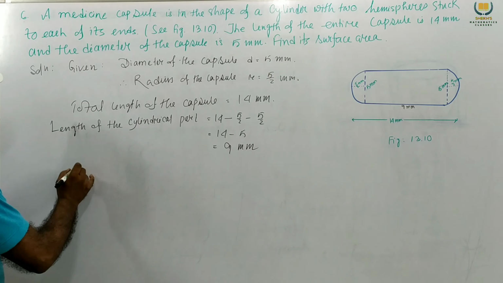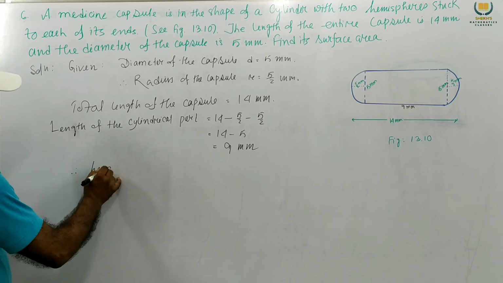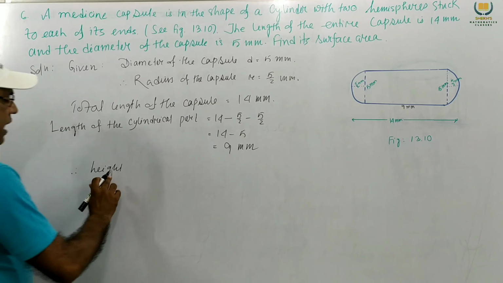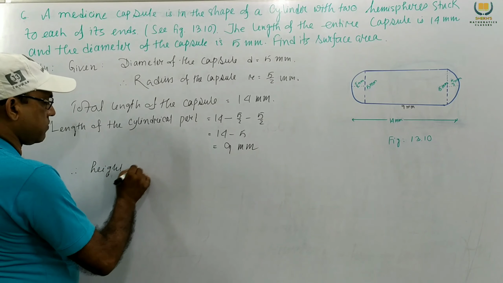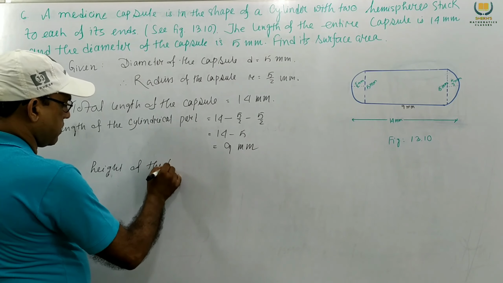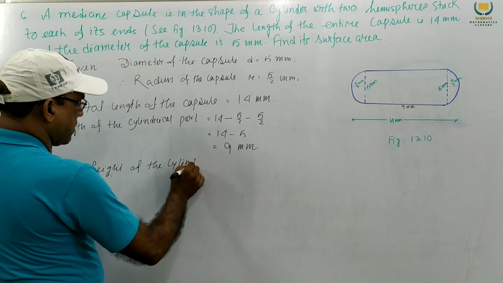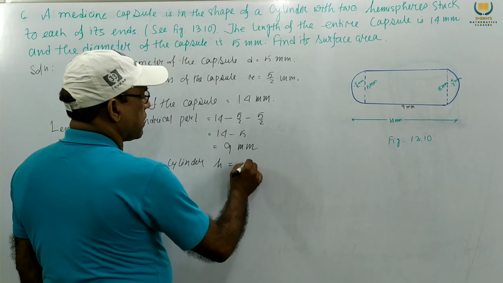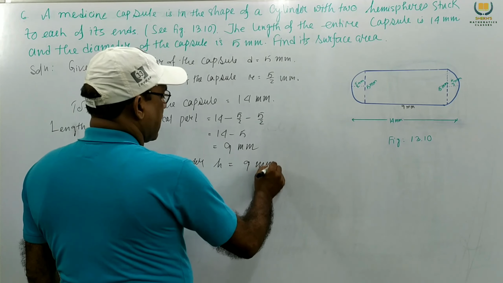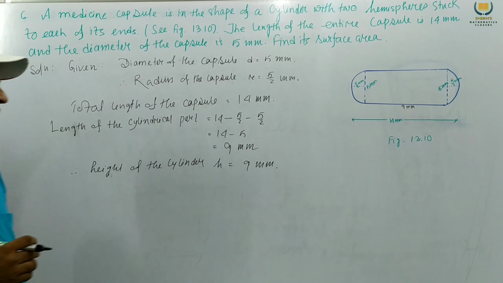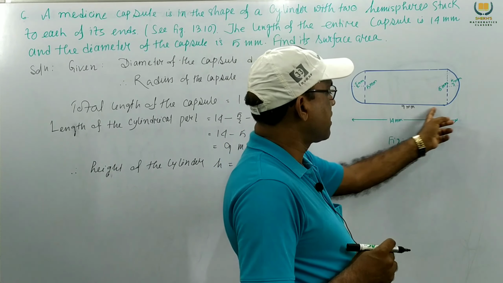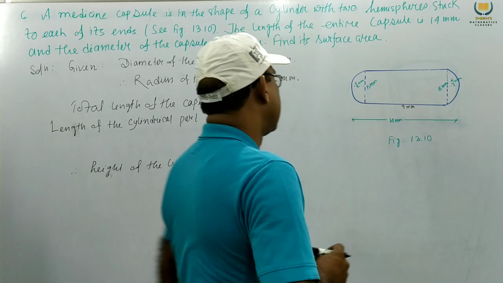So we can consider therefore height of the cylinder is equal to 9 millimeter. Height of the cylinder is 9 millimeter. So we have to find surface area. Total surface area means this cylindrical part and these two hemisphere surface areas.